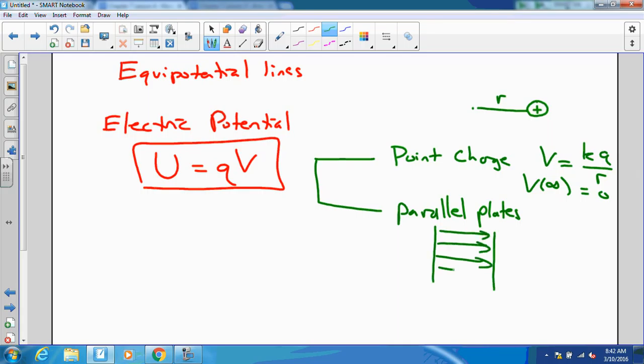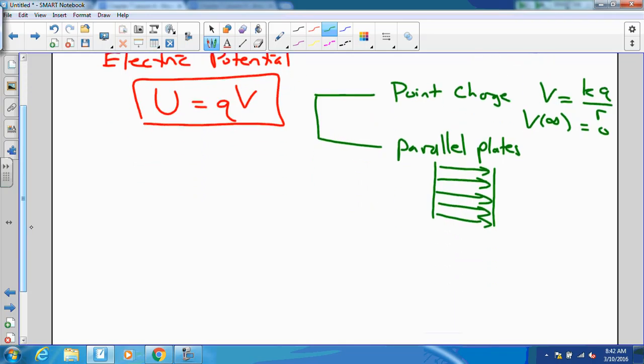For parallel plates, our setup is like so. We have two parallel plates like this, and we're going to charge them up so that this one is plus and this one is minus. And what we discovered by doing math was that the change in voltage between them is equal to negative EV.